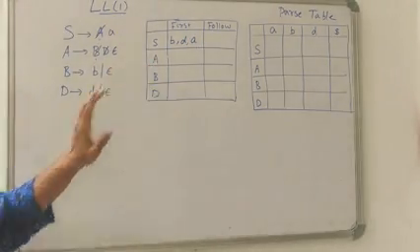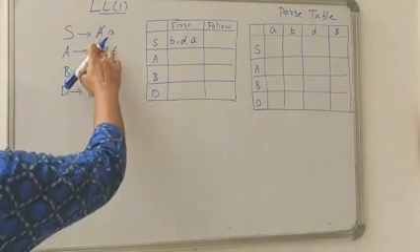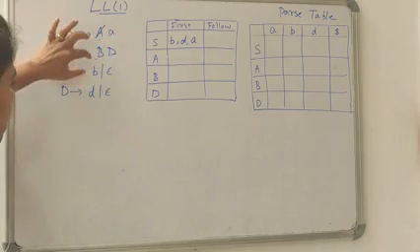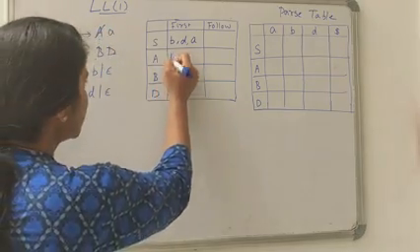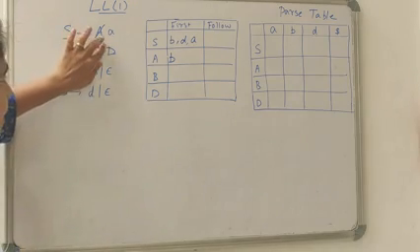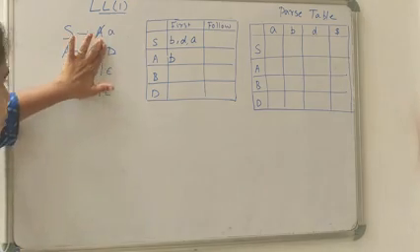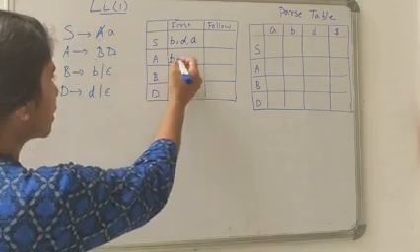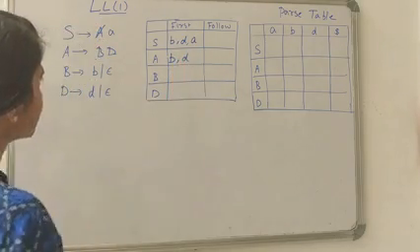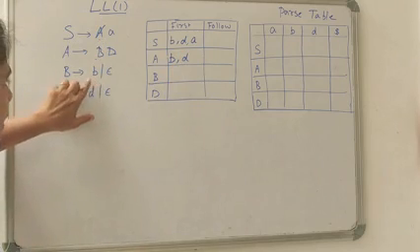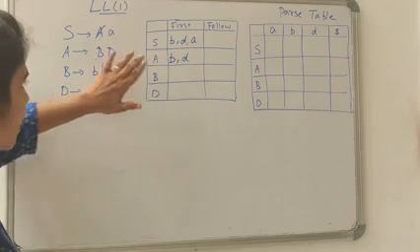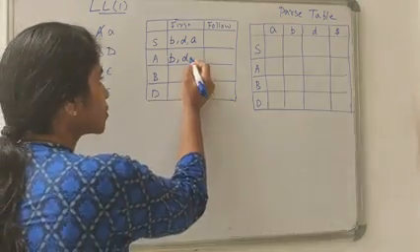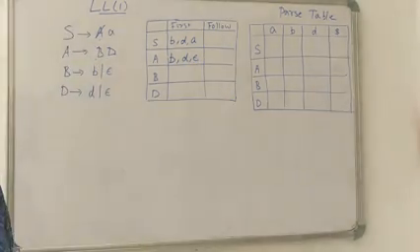Now what is first of A? First of A is, here it is B. And what is first of B? b or epsilon. When you replace this B with epsilon, what remains? It is D. So you need to take the first of D. First of D is d or epsilon. So you can replace it with d, and when you replace this with epsilon, it remains epsilon itself. So b, d and epsilon come in first of A.